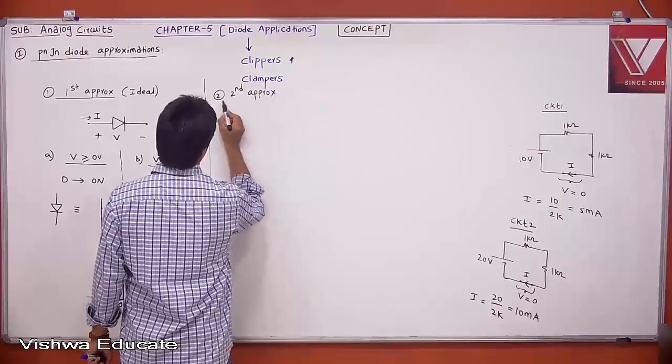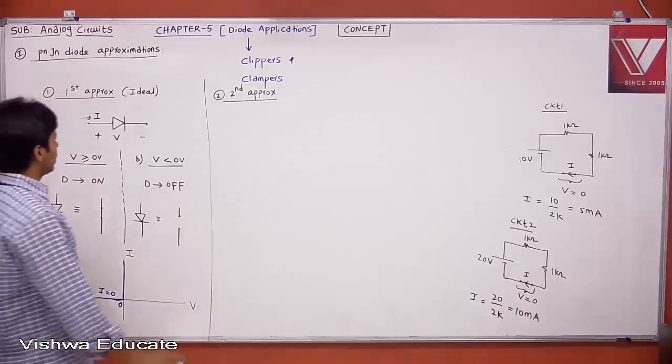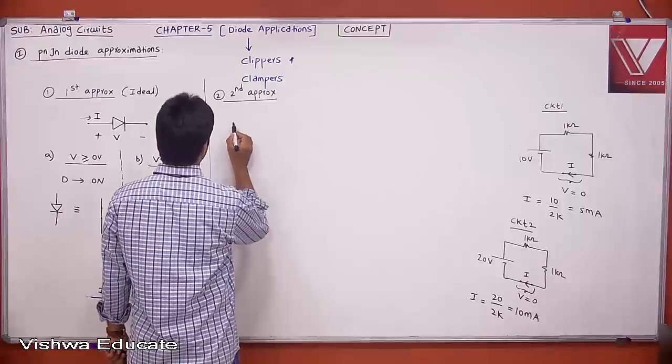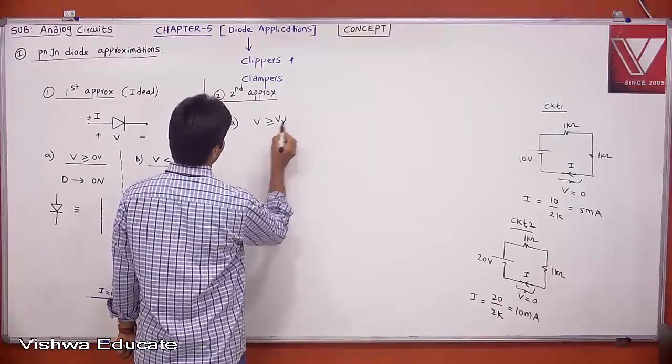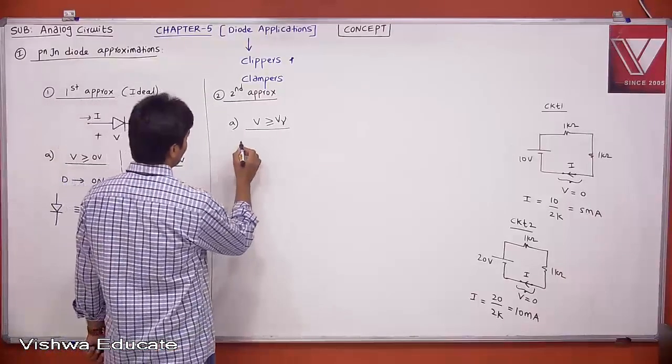Because if you take your real PN junction diode, it has some cut-in voltage. That is what is added here. Therefore, case A: when the voltage is greater than or equal to V gamma, where V gamma is nothing but your cut-in voltage, then only your diode is on.